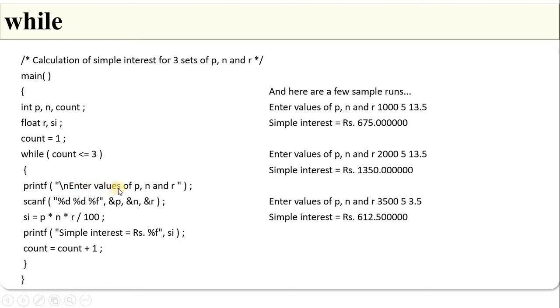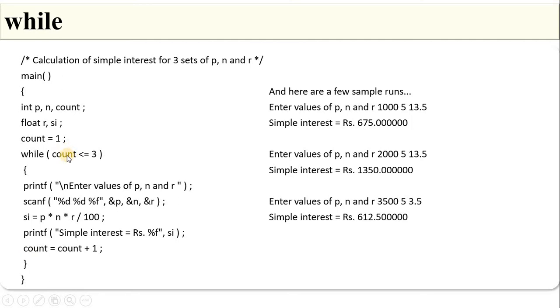Here, enter values of P, N and R will be displayed to the user, and he will be entering the corresponding P, N and R values, and it will calculate a simple interest, and simple interest will be printed to the user. After that, this will be an incrementation because the body has executed once. Since the body has executed once, we can increment this counter by 1. Count equals count plus 1. Once again, the flow of execution or the control flow would go back to the while statement. Here, the count was 1. 1 plus 1 would be 2. The count would be now 2.